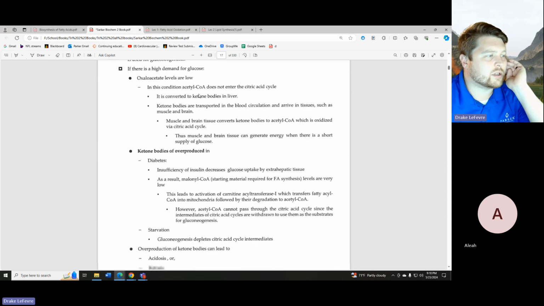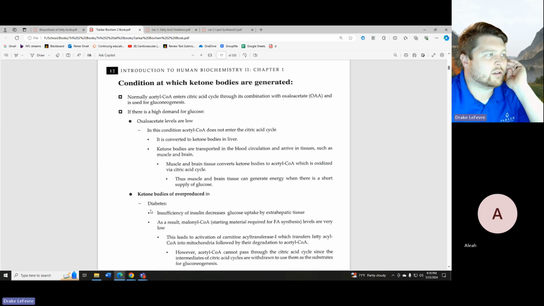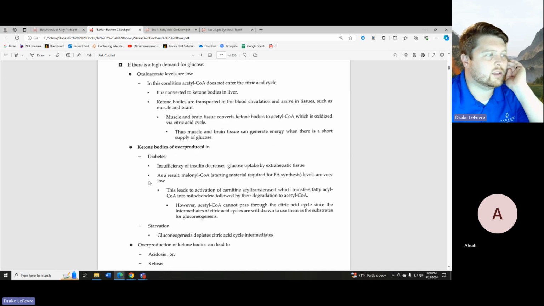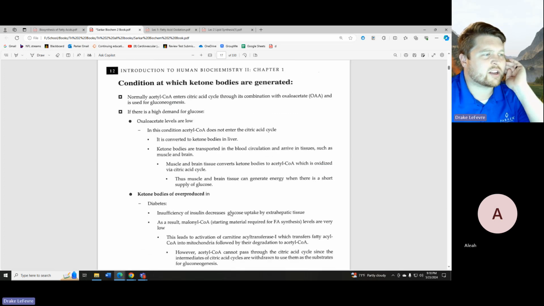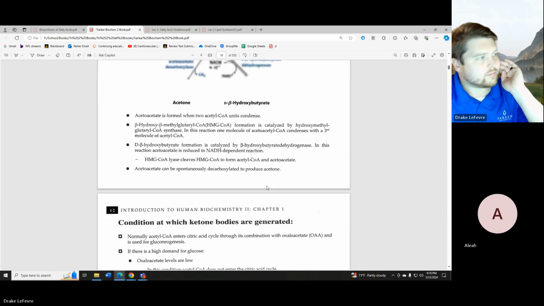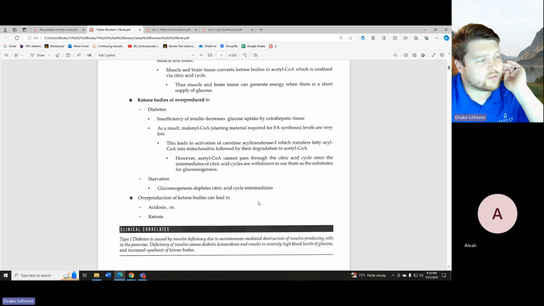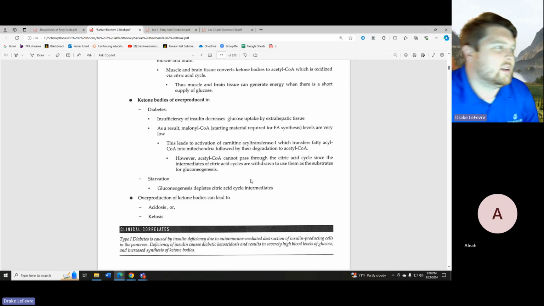And then this whole last portion is stuff that we've already talked about: when ketone bodies are produced, in diabetes and with starvation. And if you have too many ketones, you get ketoacidosis or ketosis. So a lot of extra words on this page just to say what I just said. And that's all of chapter 1. So we got through all of chapter 1 in a little over an hour and a half, hour 40.